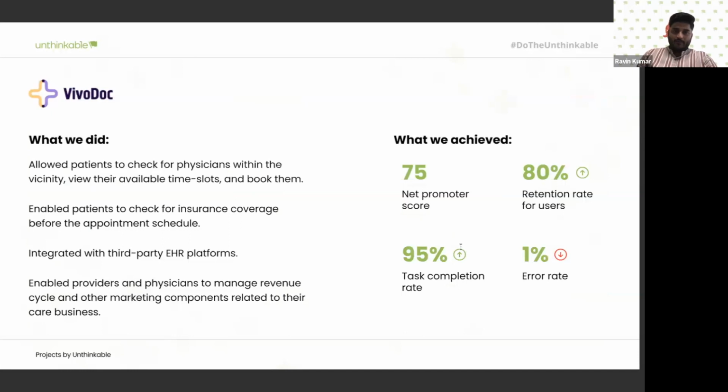Talking about the impact again, we were able to improve their net promoter score to 75%. Retention rate increased to 80%. Task completion rate was 95%, and this was a very nice figure, I would say, that we successfully achieved in this particular project. And error rate was measured at around 1% only.